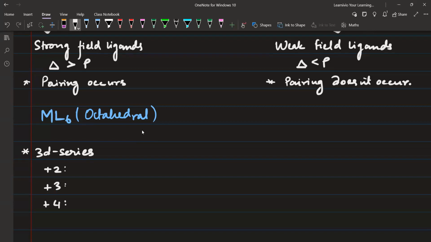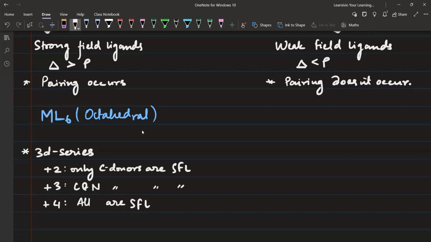तो जब +2 में होगा, only carbon donors are strong field. Only carbon. In +3, carbon and nitrogen donors are strong field ligands. +4 में all are strong field ligands. Because in +4 it doesn't matter, मतलब ligand के ऊपर फर्क ही नहीं पड़ता. +4 is such a high oxidation state that all the ligands are going to become strong field ligands. The interaction with the metal atom is going to be so high. This is regarding 3D series.